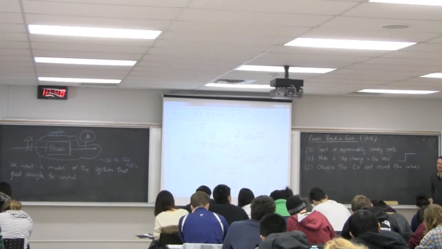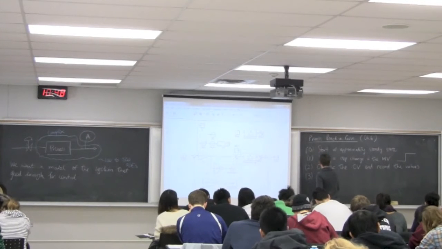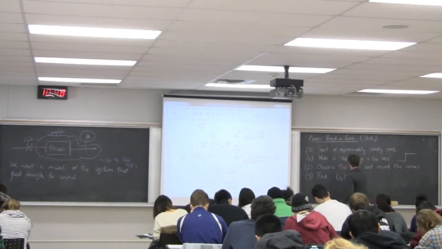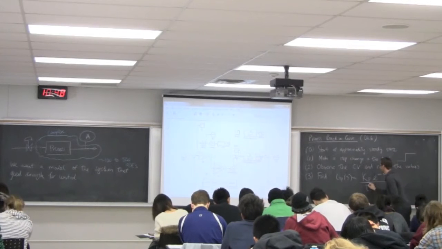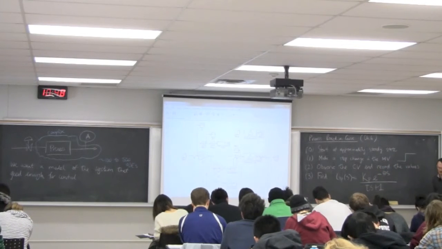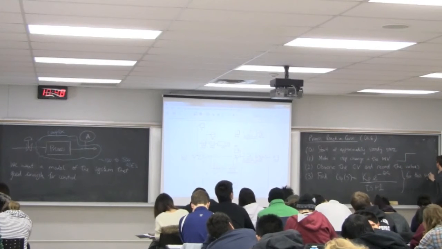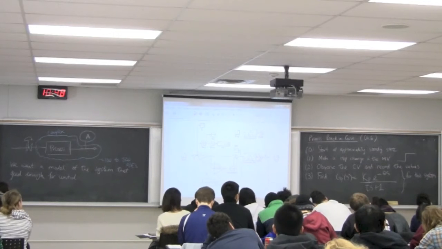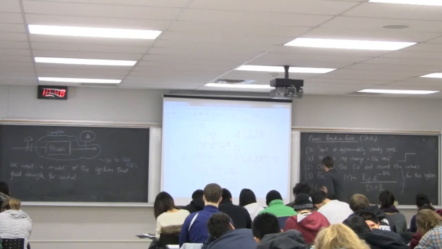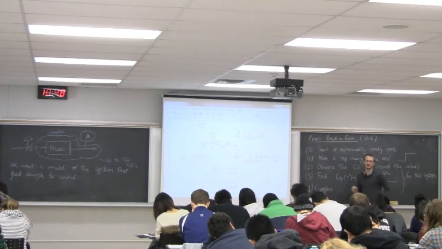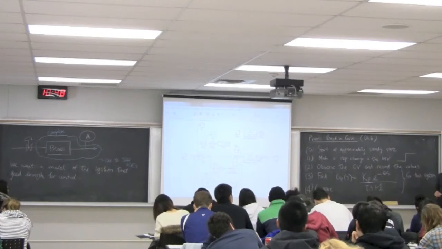What we're going to do with those values is find a first order plus time delay transfer function. So find GP of S, which is equal to KP e to the minus theta S divided by tau S plus 1, for the system. The last step, step four, is to compare your model to the actual process. I'll talk a bit about that in a minute.